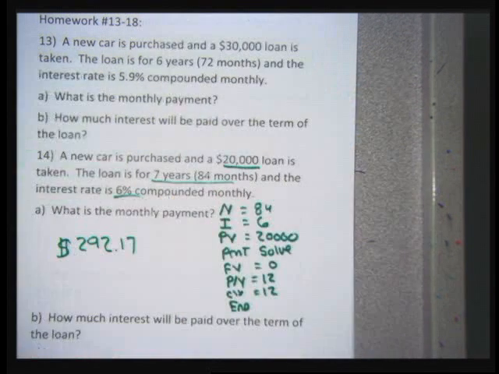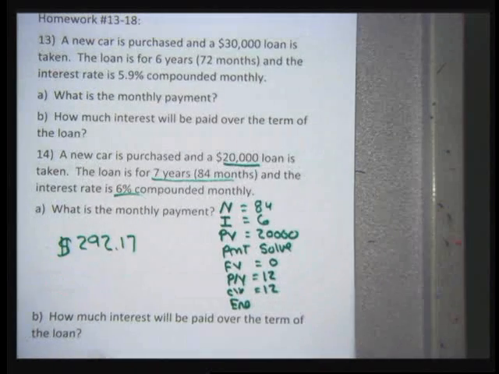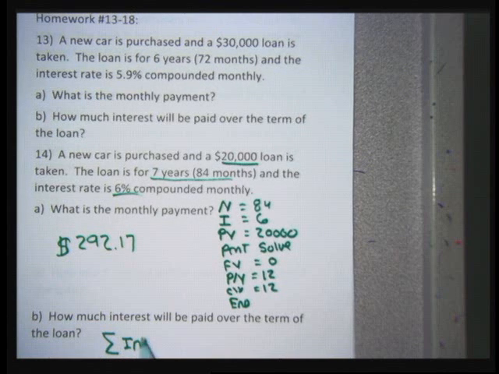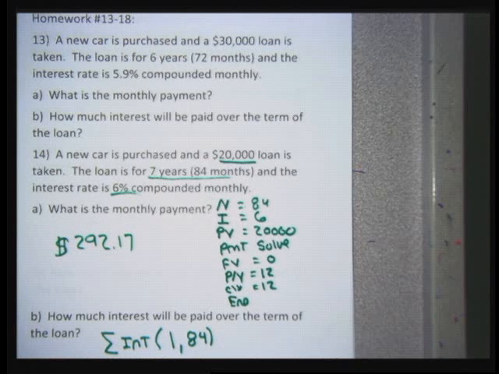$292.17. Now I'm going to do the interest over the term of the loan. On my calculator, I'm going to have it go sum of interest. That means add up the interest, starting with the first payment, ending with the 84th payment. So I'm going to do that on my calculator, and it'll do the work for me once I tell it to do the work.